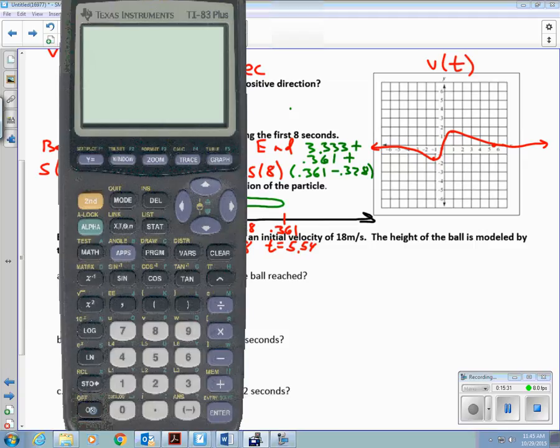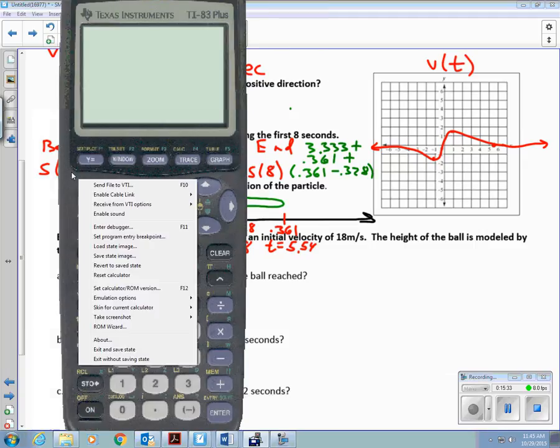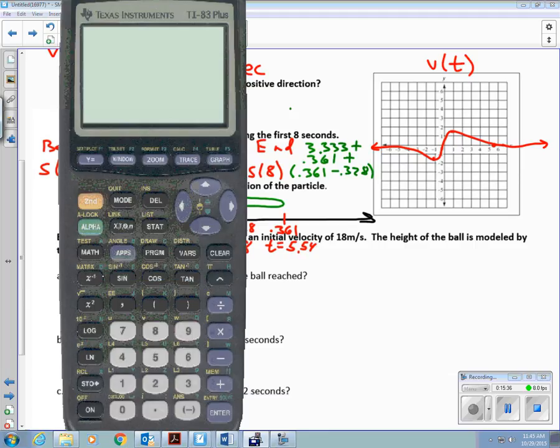I will turn my calculator on. It won't turn on because it's dumb, and I'll reset it and waste more time.